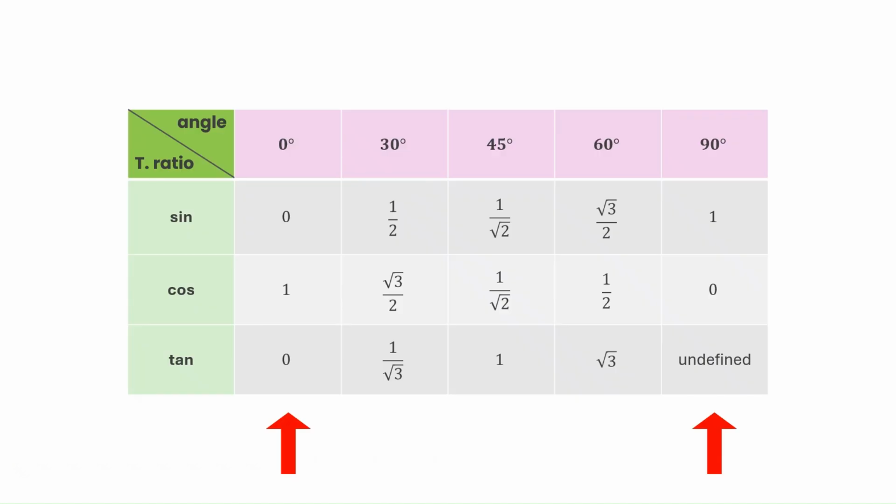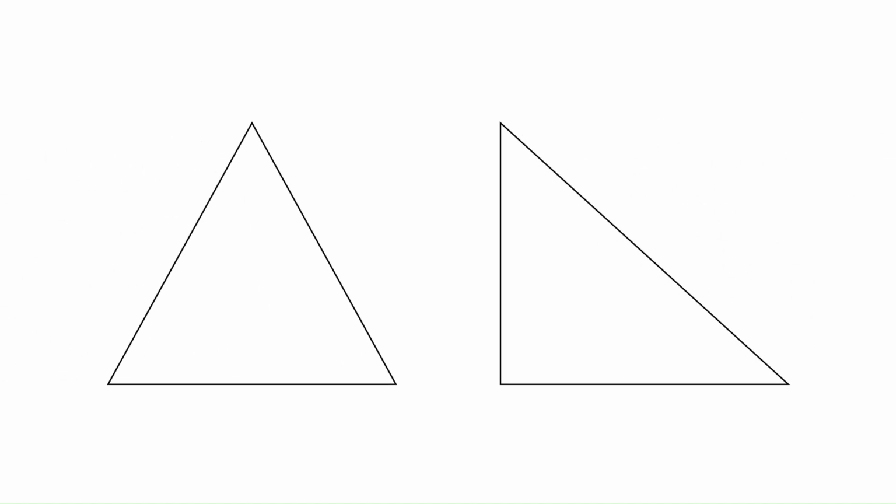Now, for the 0 degrees and the 90 degrees values, it will be better to learn them by understanding the graphs. We'll do this in a different video. Today, I'll show you a quick way to memorise all of these in between. So rather than memorising a whole table of values, all we have to learn is two triangles. This is going to be much easier.